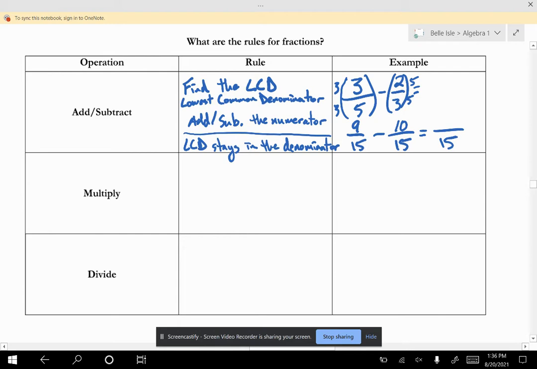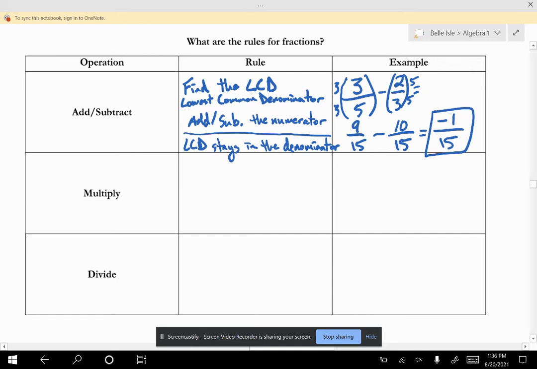Okay, now when we do this problem, you're going to take 9 and subtract 10 from it. So you've got 9 minus 10. What is that going to be? Negative 1 over 15. Okay? Do you have to do the same thing on addition problems? Yes, you do. Okay? So let's move to multiplication.